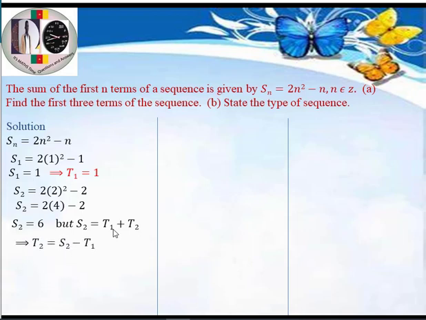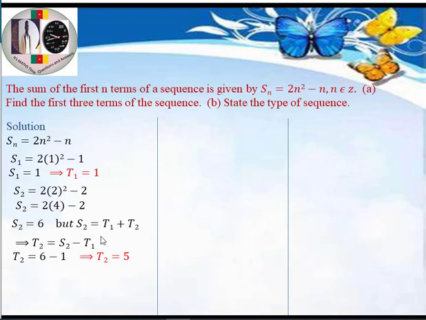So we are going to have t2, the second term, to be this. Now t2 will be equal to the sum of the first two terms, which is 6, minus the first term, which is 1. So we are going to have t2 equal to 6 minus 1, which is 5.